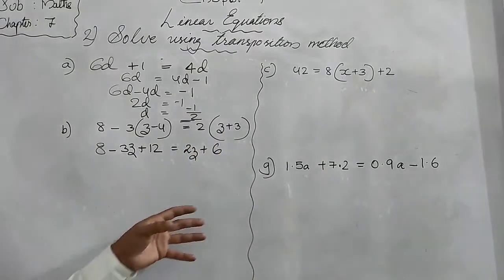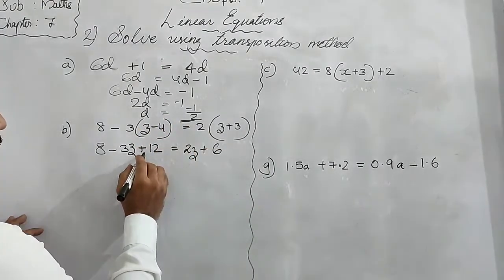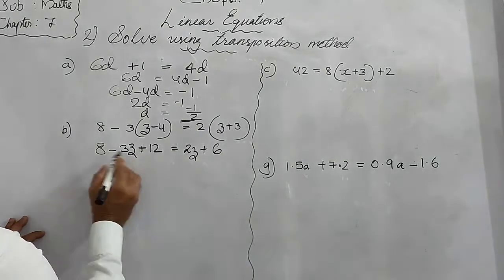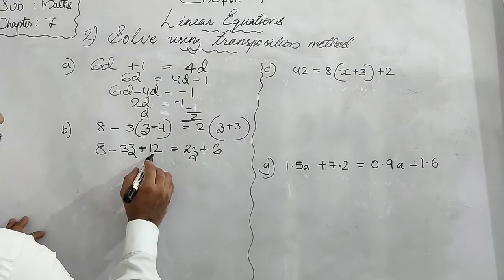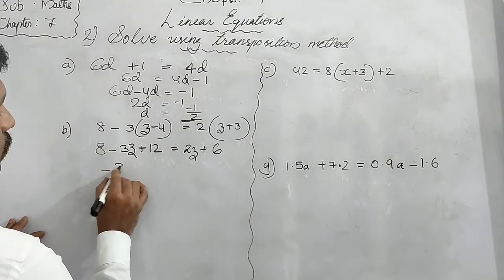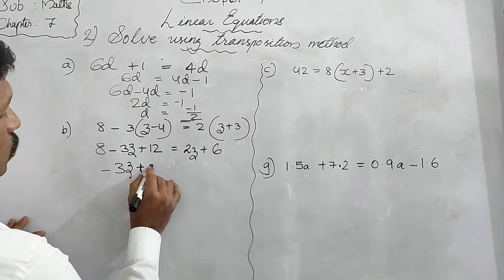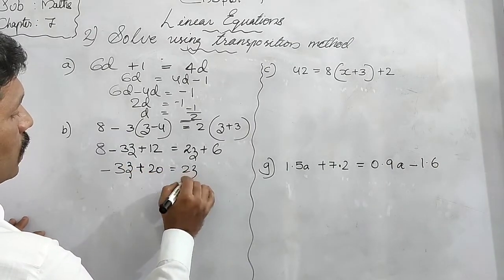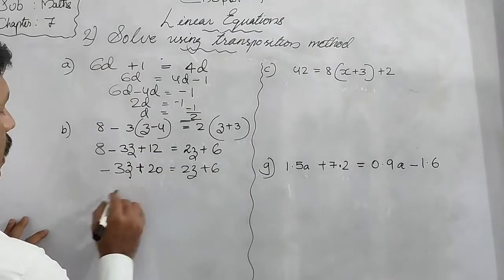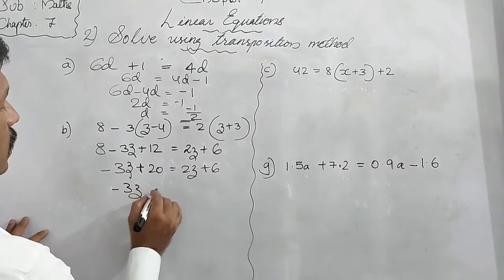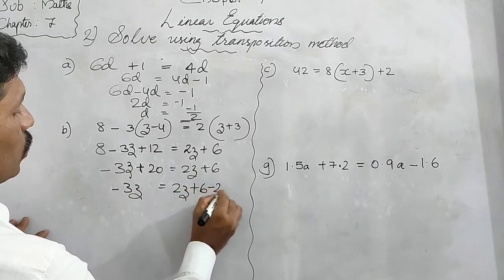Now we are shifting the numbers from one side to another. First of all, I am going to take this to the other side. This positive 12 changes to negative 12. Or otherwise, we can add this 8 and 12, which is 20. So negative 3z plus 20 is equal to 2z plus 6. Now this 20 will be shifted to the other side. Then negative 3z is equal to 2z plus 6 minus 20.